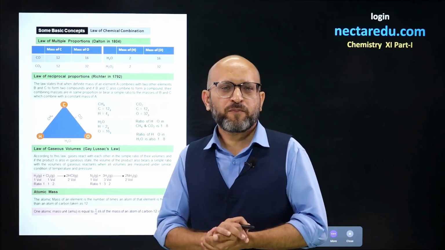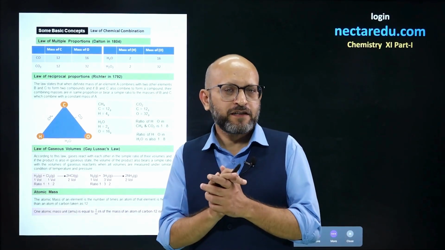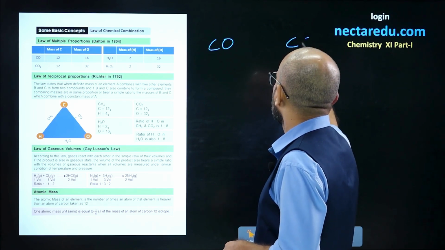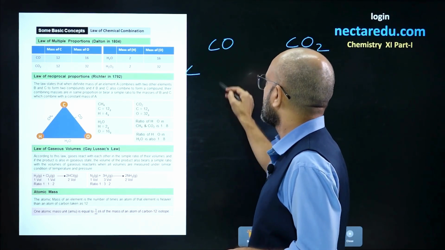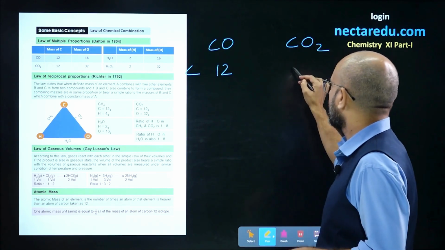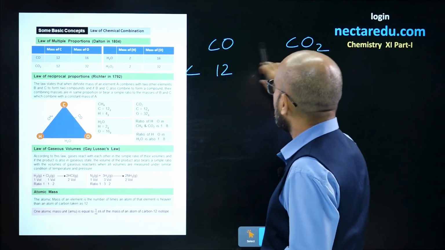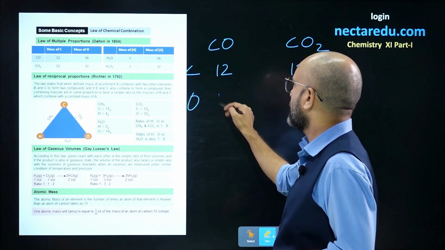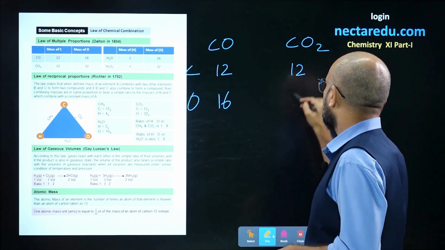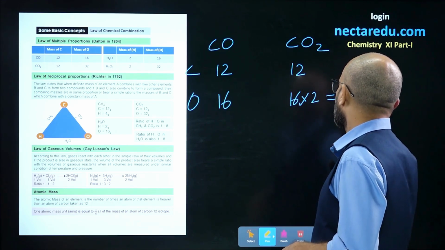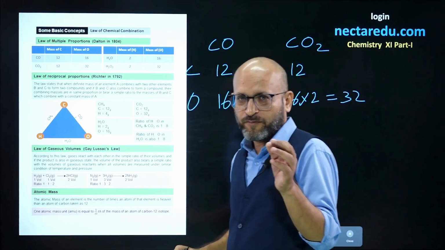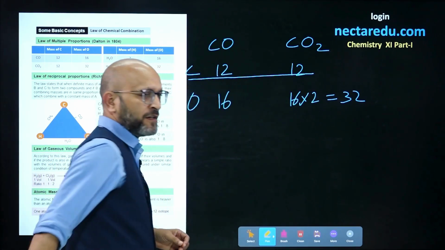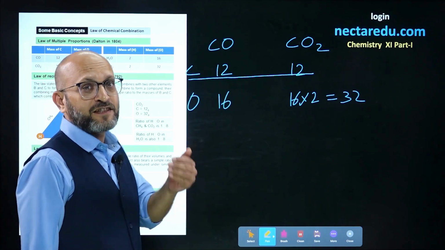So, law of multiple proportion, let me explain it with an example. If you take CO and CO2, the mass of carbon in CO is 12 and mass of carbon in CO2 is 12. So, we take fixed mass of one atom, and the mass of oxygen combining over here is 16 units, and mass of oxygen combining over here is 16 into 2, that is 32 units. So, what does the law of multiple proportion say? With fixed mass of one atom, the mass of the other atom combines in simple whole number ratio.